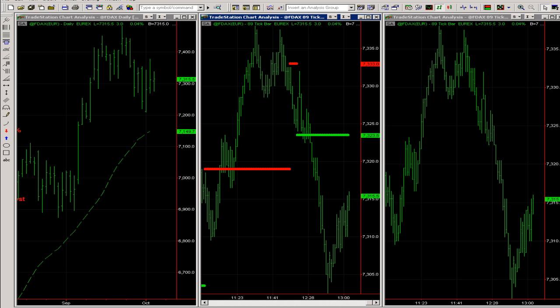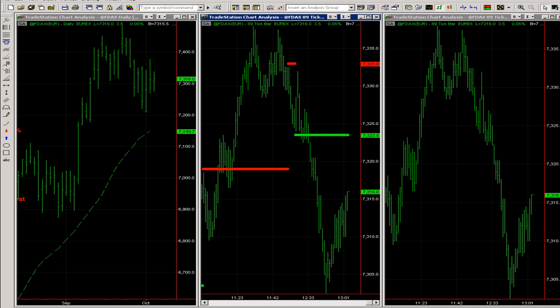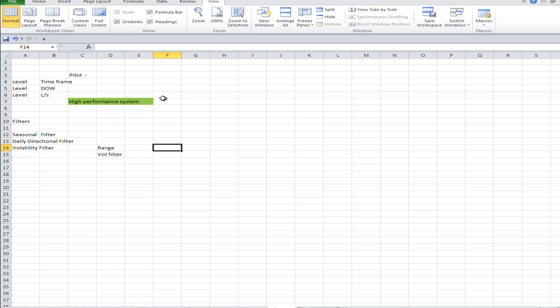So what I'm going to show you now, just to set the scene, is some work I did on the DAX. I looked at about 450 trades on the DAX, and I used a breakout system because I needed to look at something fairly volatile, and as we all know, the DAX is definitely that. So I decided I'm going to test the breakout strategy.